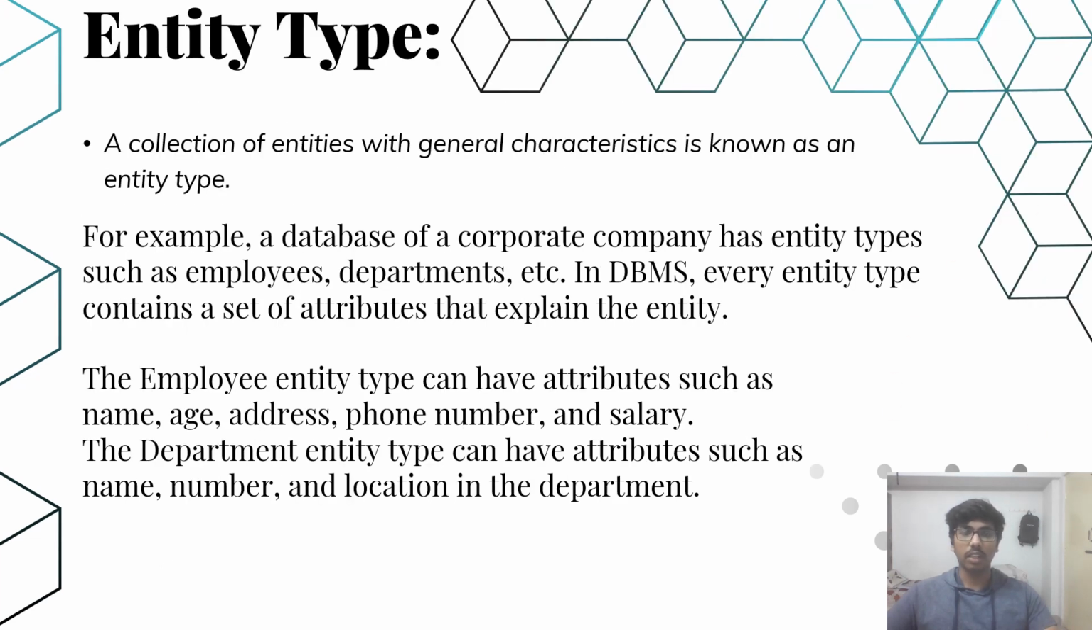A collection of entities with general characteristics is known as entity type. For example, a database of a corporate company has entity types such as employees, department, etc. In DBMS, every entity type contains a set of attributes that explain the entity. The employee entity type can have attributes such as name, age, address, phone number, and salary. The department entity can have attributes such as name, number, and location.